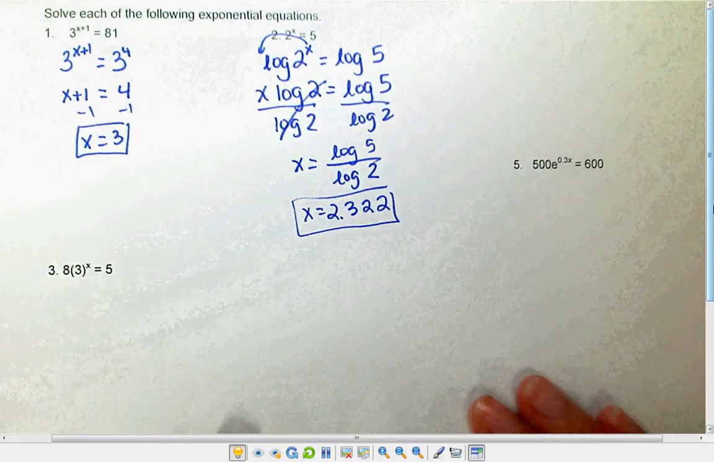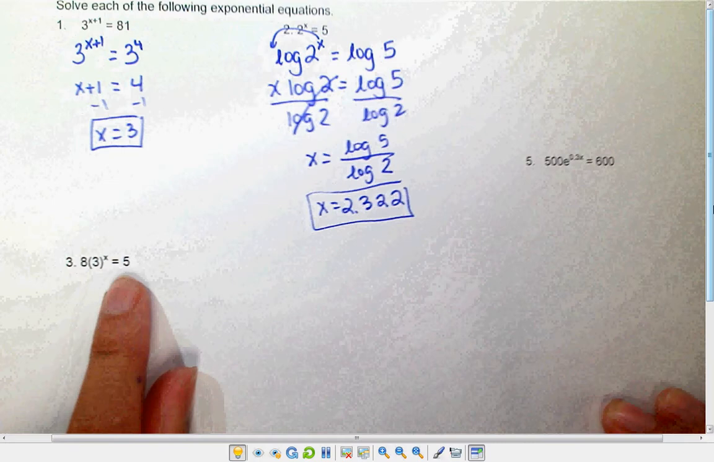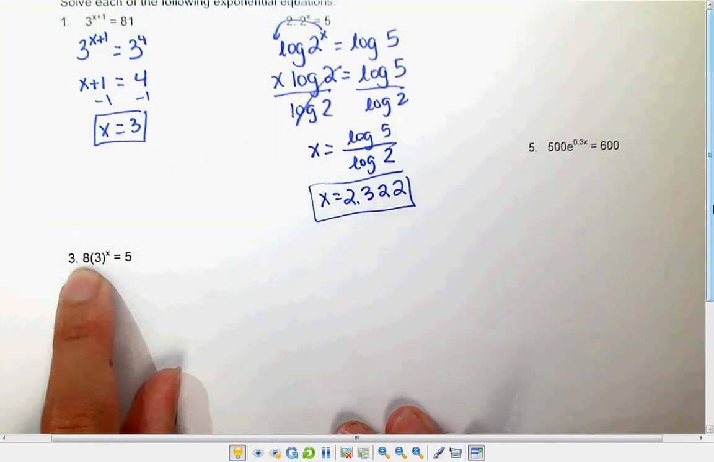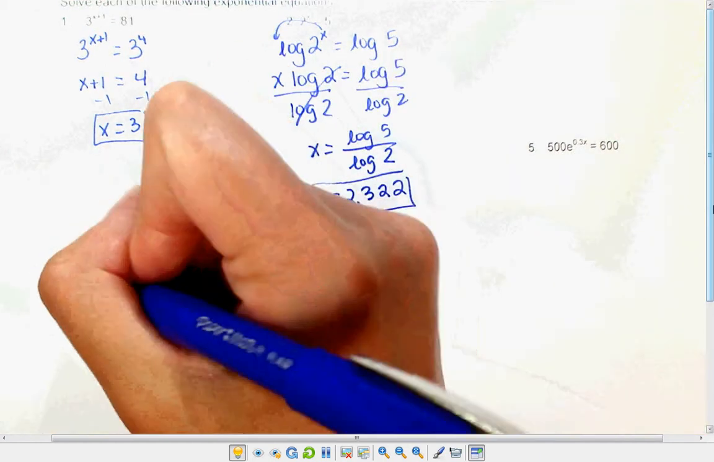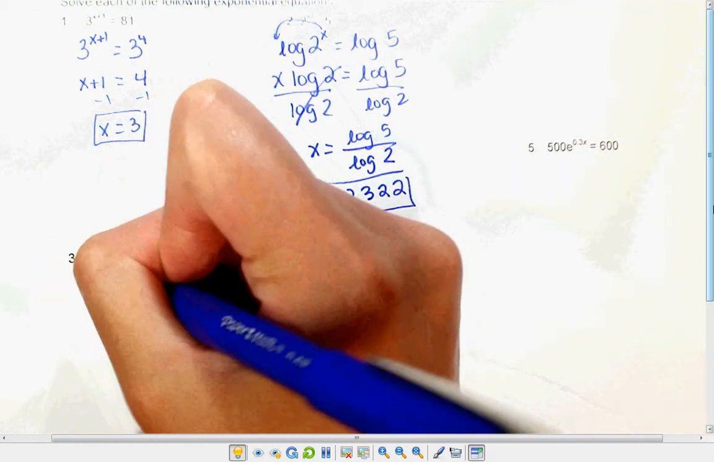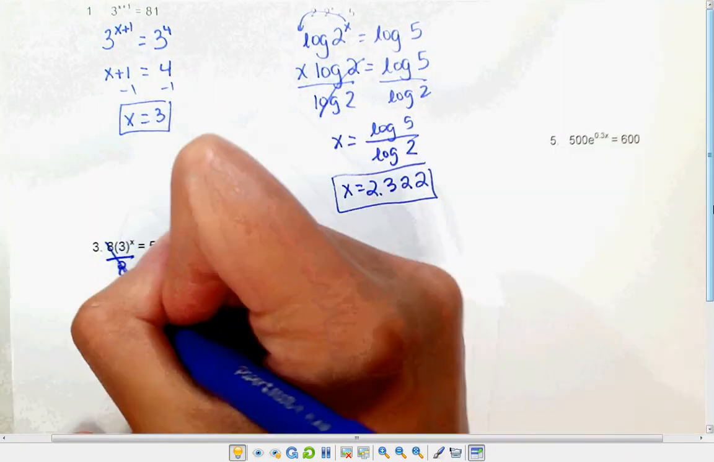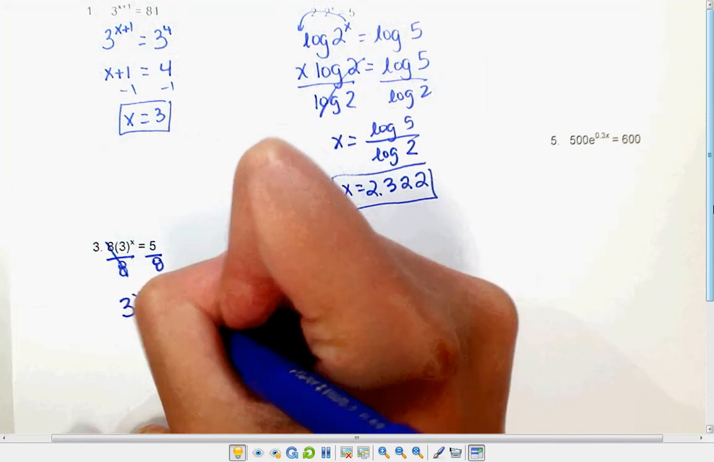Let's look at number 3. So for number 3, we have 8 times 3 to the power x equals 5. So unlike number 2, there's something we need to do here. We need to first get rid of this 8 before we can take our logs. So to get rid of this 8, what I'm going to do is divide by 8 to get the exponential function on its own. So this turns into 3 to the x equals 5 over 8.